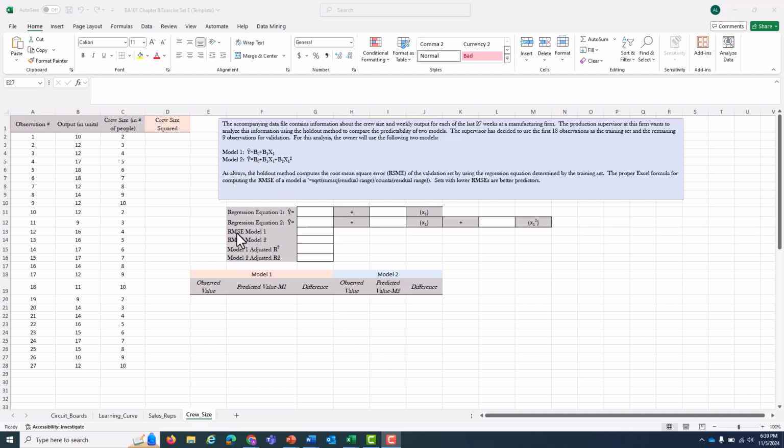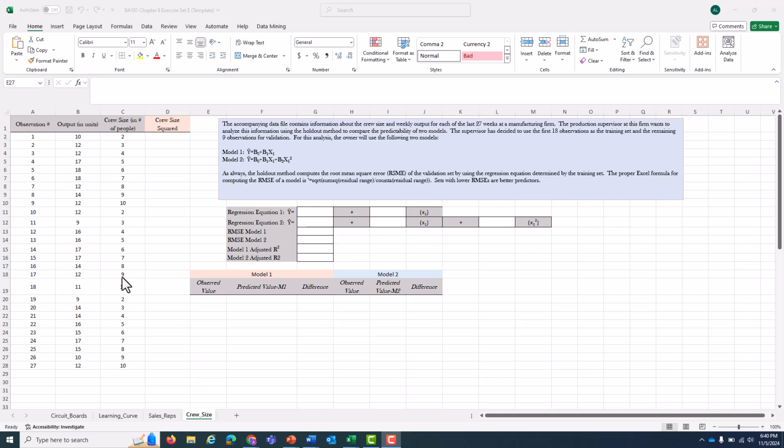Well, to determine that, we're going to use the RMSE, the root mean square error. It is a measure of how far what your model would predict for a certain amount of output based upon crew size differs from the actual output from the crew size, and they call that the residual. So RMSE, the root mean square error, is basically the square root of the mean of all of the different residuals squared that you had for the information that you're working with.